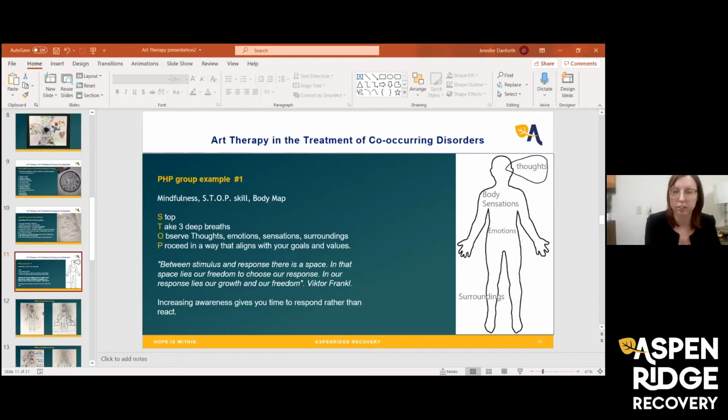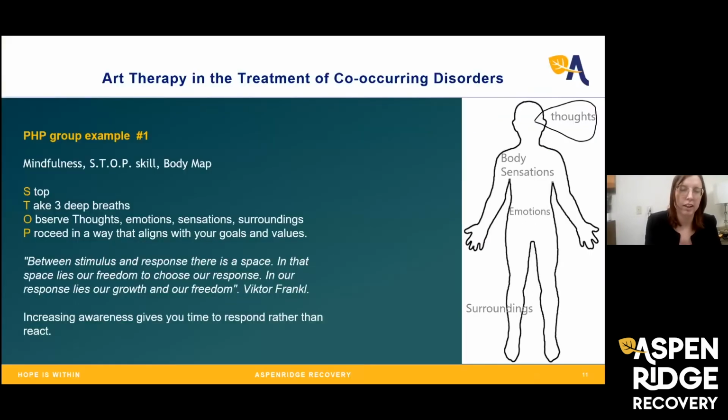Let me go back over here. So I have that STOP. That's something that they can do without having that actual guided thing. And the biggest part of it is observing thoughts, emotions, sensations, surroundings.